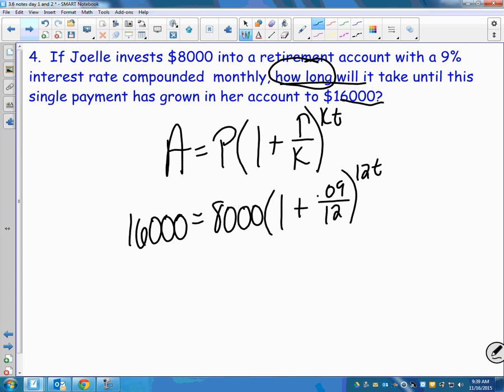Before, in the beginning of this chapter, when we were solving equations, we were guessing and checking, or graphing on the graphing calculator to see where things intersected. But now we can actually solve this just by doing algebra. So step 1, I'm just going to divide that 8,000 over. That's just going to give me 2. I think we could just type this in my calculator: 1 plus 0.09 divided by 12, and I get 1.0075 to the 12 power.